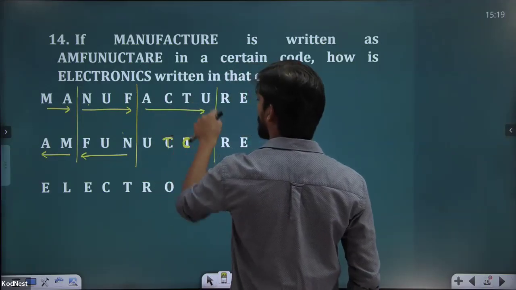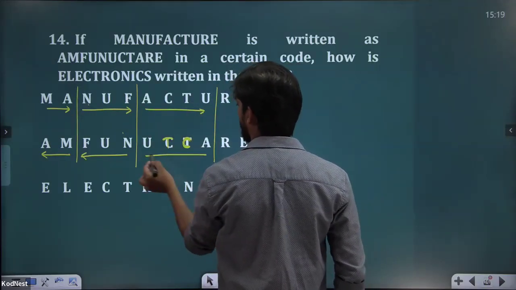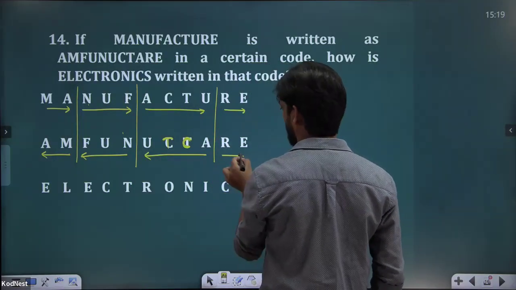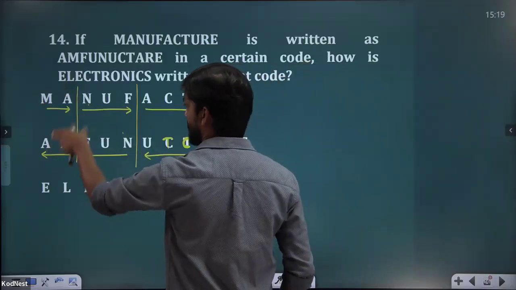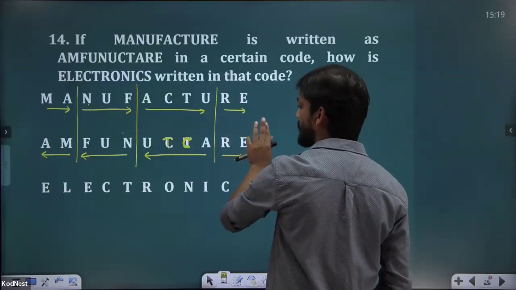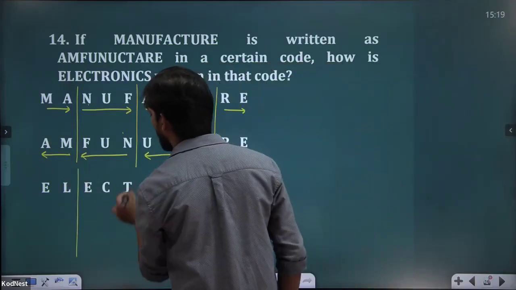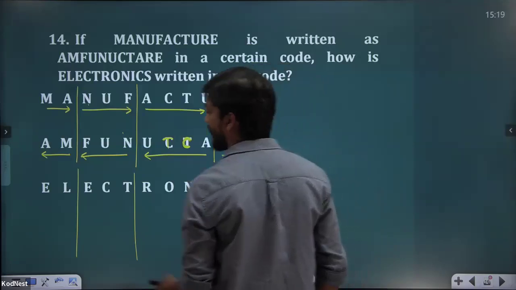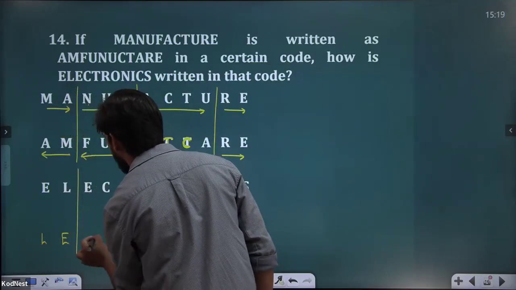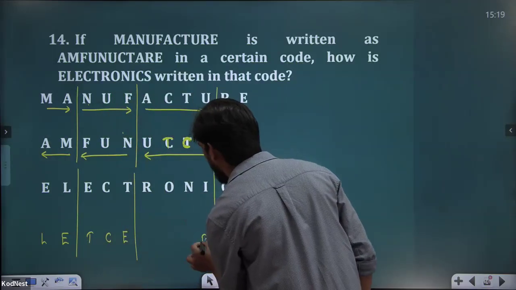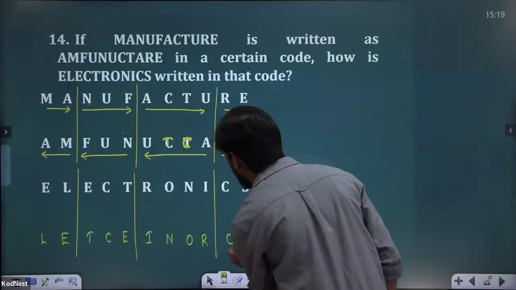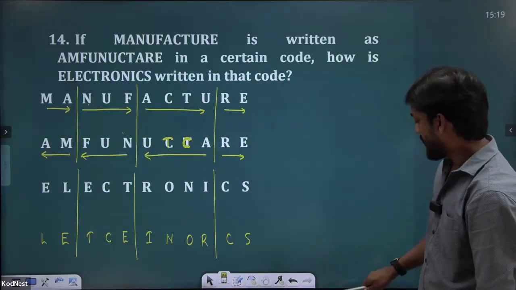So ACTU, ACTU, reversed. And last two same. So reverse, again next three reversed, next four reversed, remaining two same. The same we have to apply here also. So EL, ECT, RONI and CS. This is how we will write.